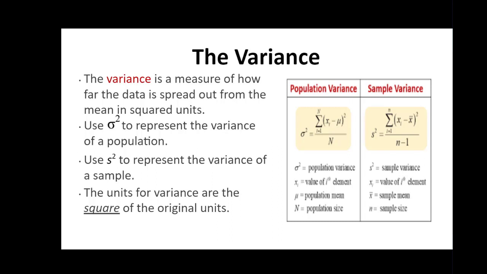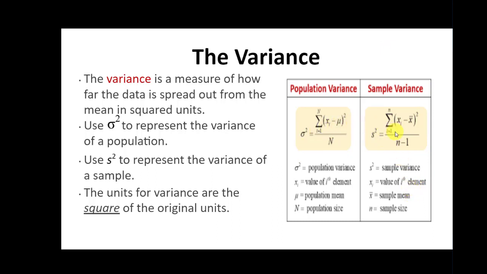So let's continue talking about variance. Variance describes how spread out the data is from the mean, in squared units. We can calculate the variance for a population, or we can calculate the variance for a sample. It really just depends what you have access to. If you have access to the population, then you would calculate the population variance. If you're working with a sample, then you're going to work with a sample variance formula.